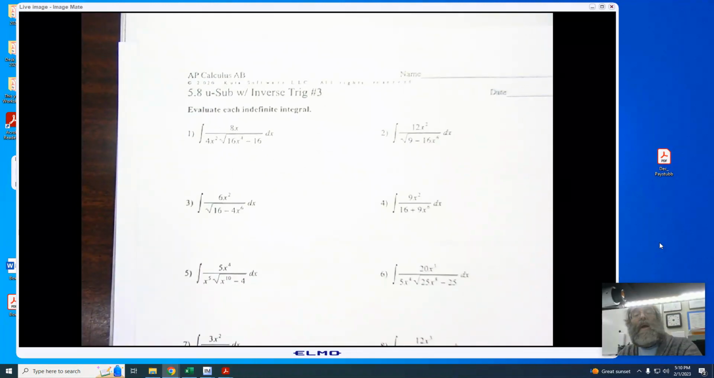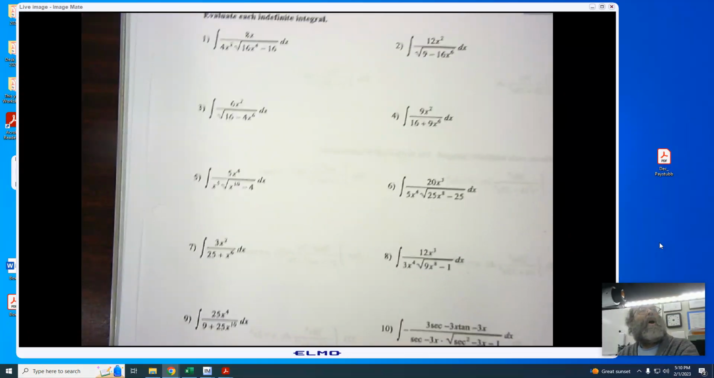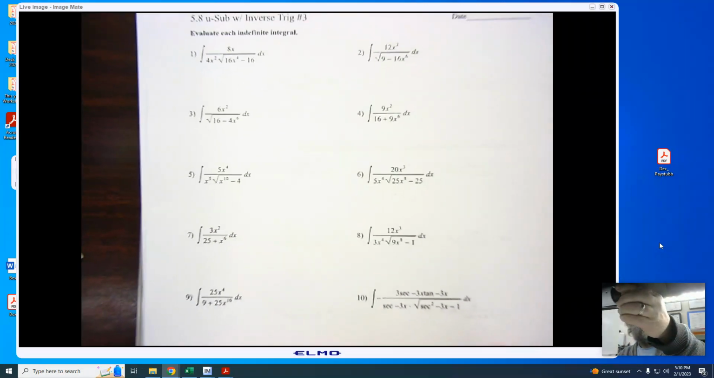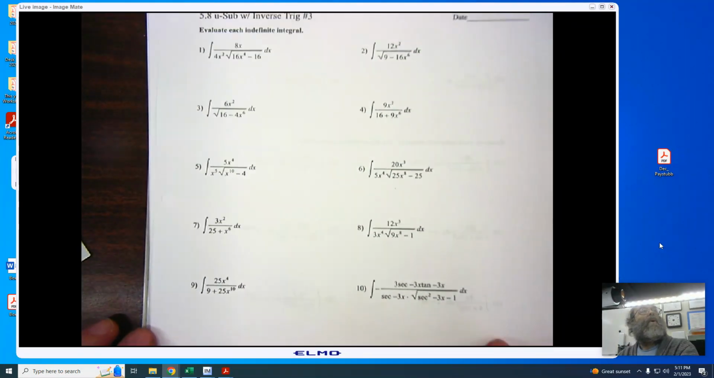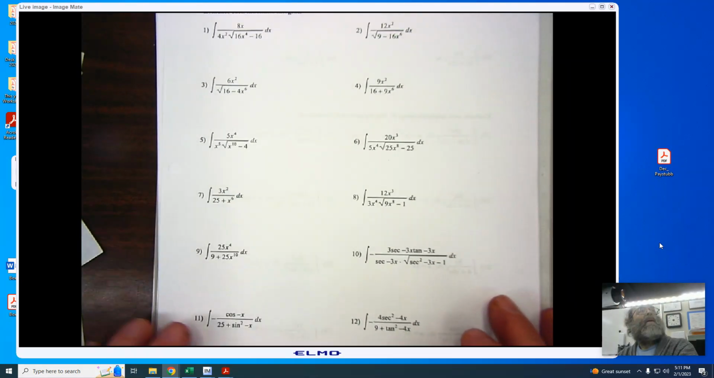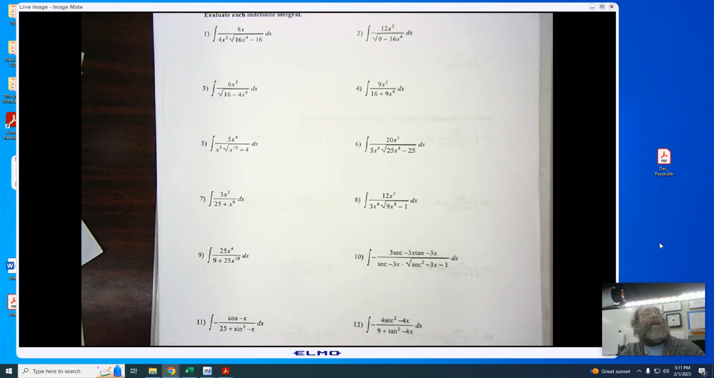For those of you who are joining me and do not have this worksheet, let me give you a moment to take a screenshot. I'm going to zoom out a little bit so you can see numbers 1 through 11. This is part 1, working through numbers 2 through 12 in this first video. Once again, take a quick screenshot. All right, here we go.